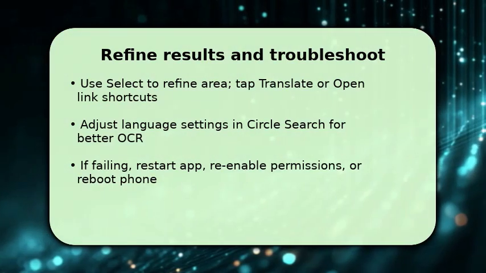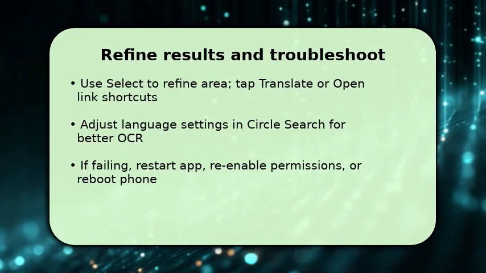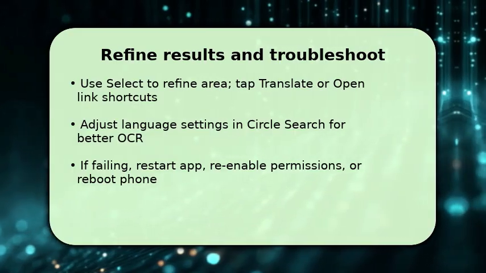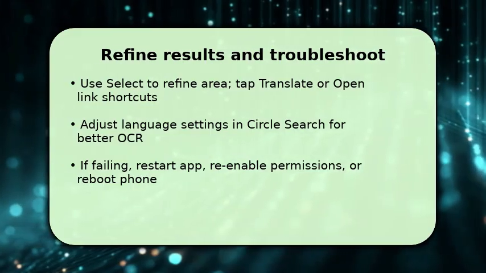Tap Select to tweak the capture area, then choose Translate, Open Link, or Copy depending on your goal. Make sure language settings inside Circle Search match the text language to boost accuracy. Change them if translations look wrong.